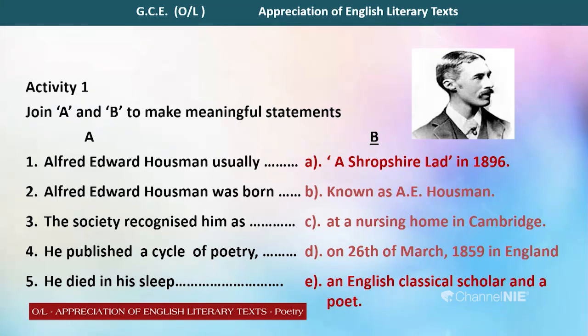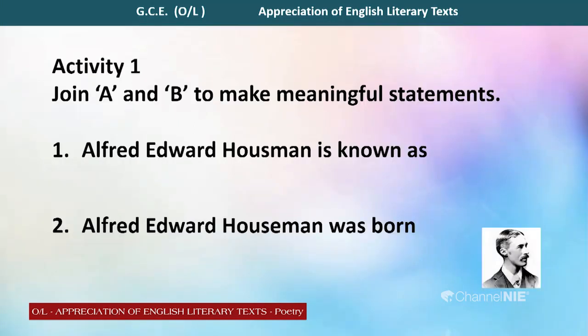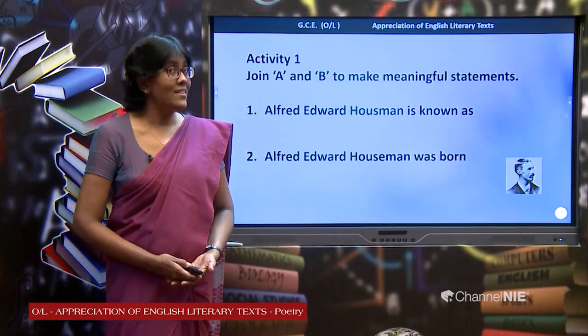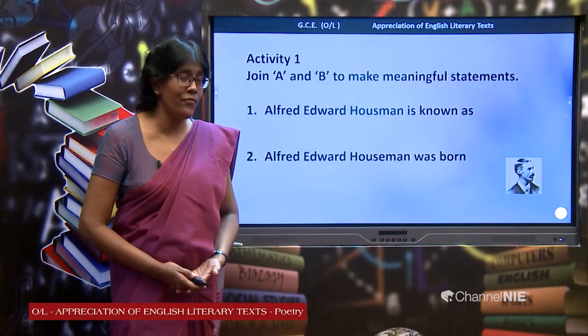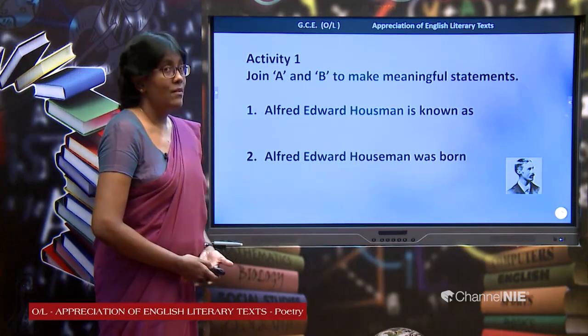A Shropshire Lad in 1896, known as A.E. Housman. At a nursing home in Cambridge is C part. D is on 26th of March 1859 in England. Last option given there is an English classical scholar and a poet. Well, I hope by now you would have got the correct answers or thought of the correct answers. We are going to discuss.